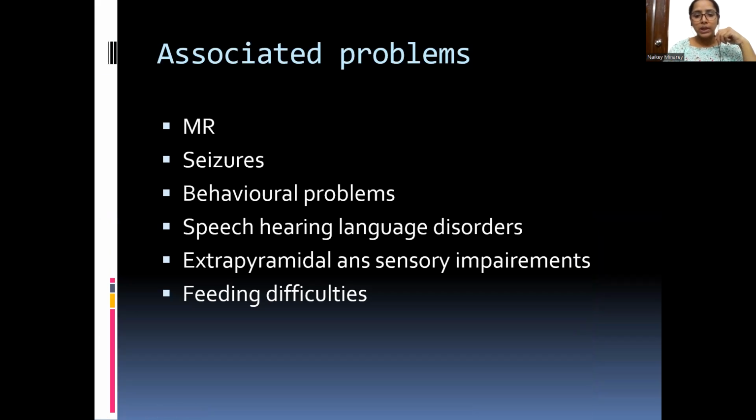Now, in cerebral palsy, the patient definitely has muscle dysfunction, but apart from the muscle dysfunction, there can be associated problems like mental retardation, seizures, behavioral problems, speech, hearing, language disorders, extrapyramidal and sensory impairments, feeding difficulties.